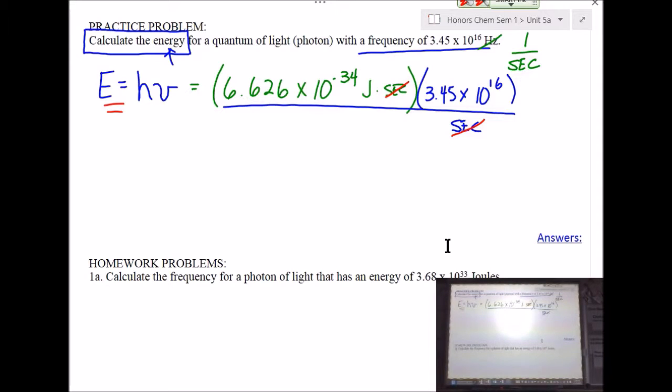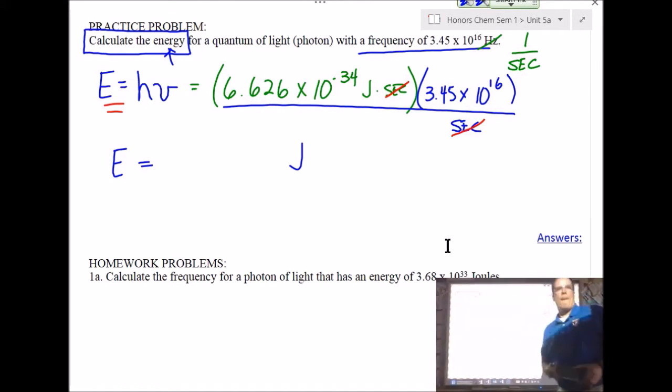So again, let your units talk to you. Whoa, wait, there's a naked number. There are no naked numbers. This is 3.45 times 10 to the 16 1 over seconds, and here's joule seconds. So our energy is some number in joules.